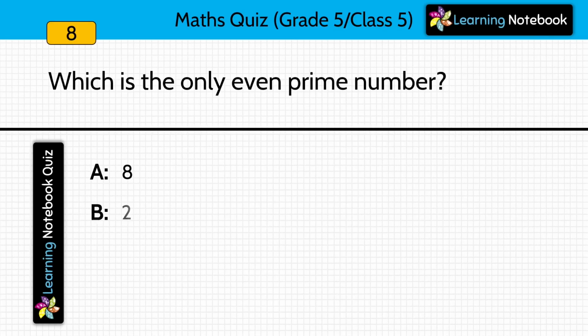Which is the only even prime number? Look at the options. Answer is option B, 2. 2 is the only even prime number.